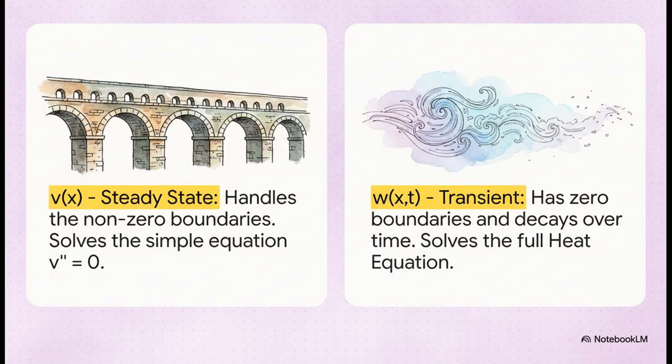First up, you have v of x. We call this the steady state. Think of it as the final, boring, stable temperature after everything has settled down. Its main job? To deal with those annoying non-zero boundary conditions for us. It takes the hit. Then you have w of x, t, the transient part. This is the action. This is the dynamic part that changes and decays over time.